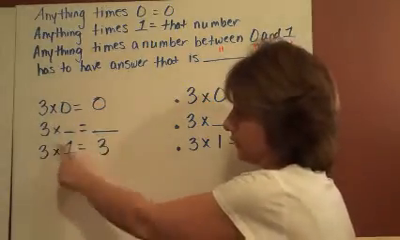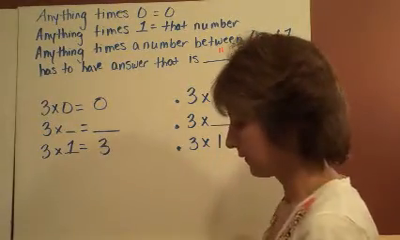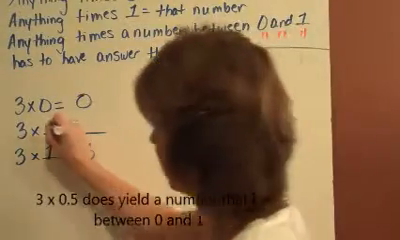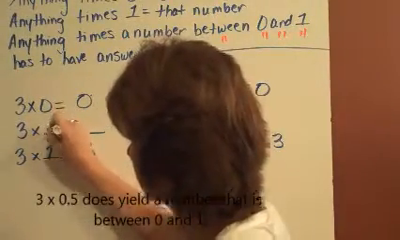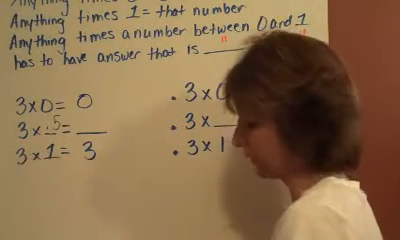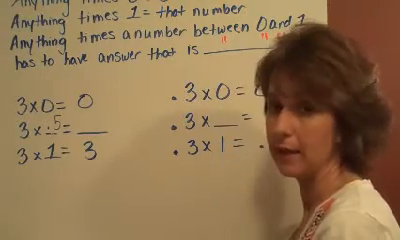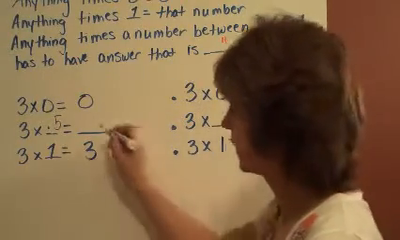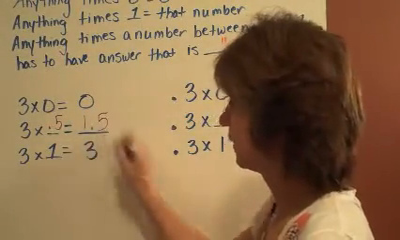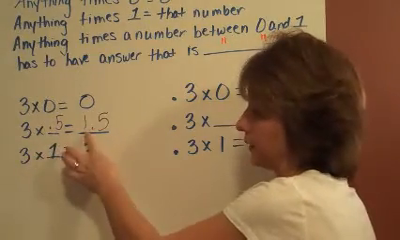3 times 0 is 0. Let's pick here to do 3 times 5/10. Let's see if I can write this 5 legibly. There we go. Well, 3 groups of 5/10 would make 1 and 5/10. So 3 groups of 5/10 is 1 and 5/10. 3 sets of 50 cents is $1.50.